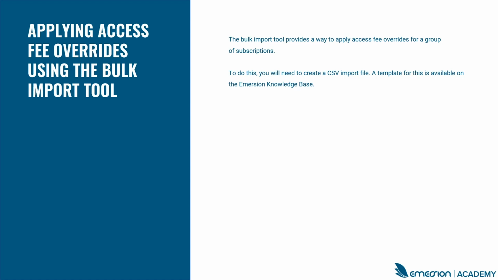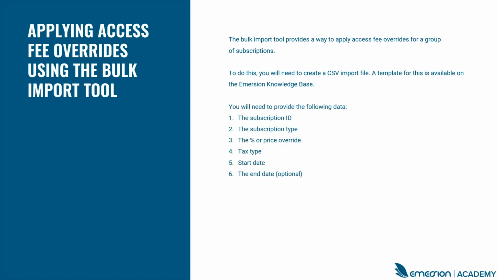The information that you need to provide is a subscription ID, the subscription type, the percentage or the price override, and just one of those, the tax type, start date, and an end date. That's optional. It can last for the entirety of the subscription. And you can access the import tool by going to admin, bulk import, access fee override.